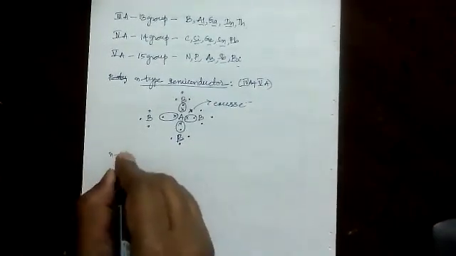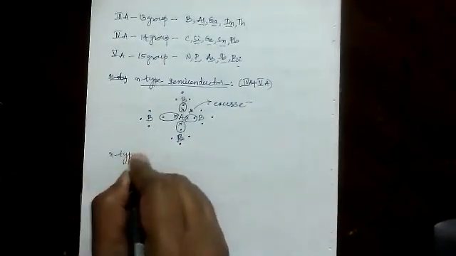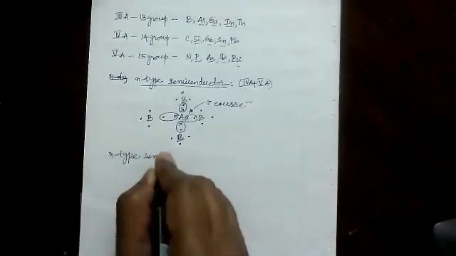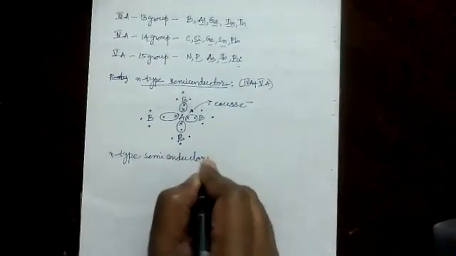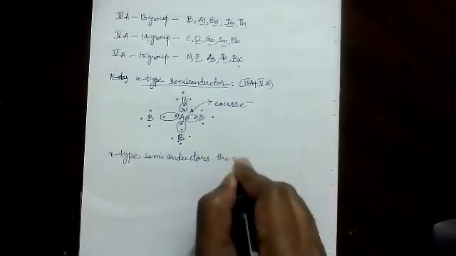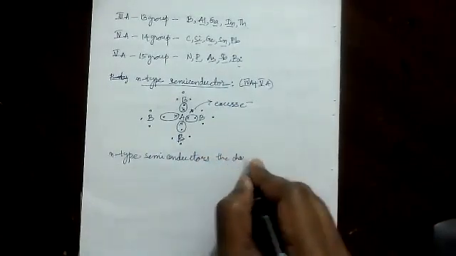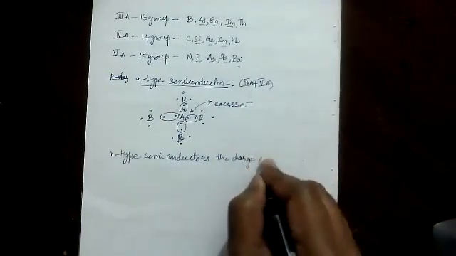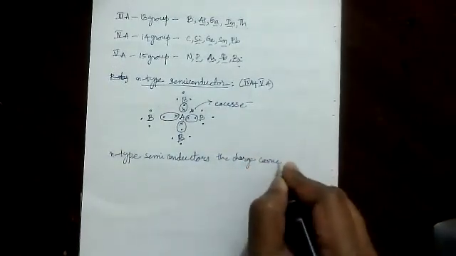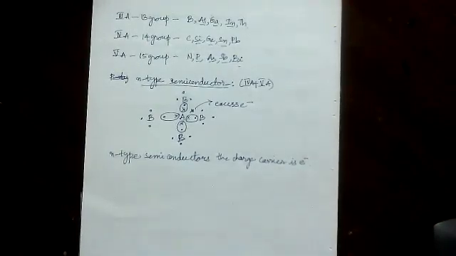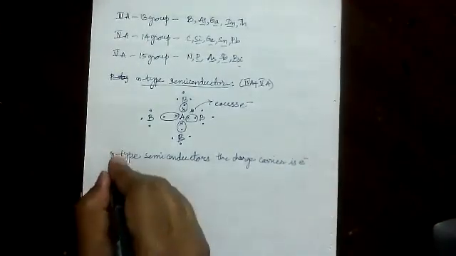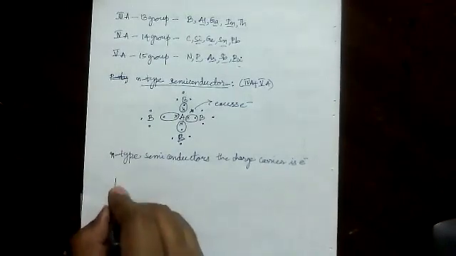So in n-type semiconductors, what are the charge carriers? In n-type semiconductors, the charge carrier is the electron. Okay, for n-type semiconductors, the charge carrier is electron. Next is the p-type semiconductor.